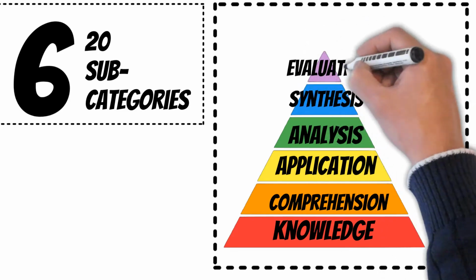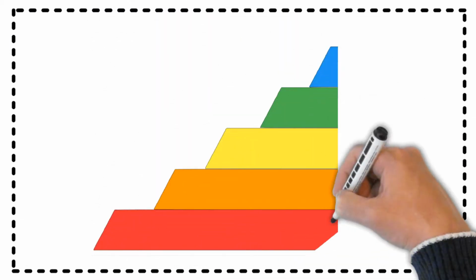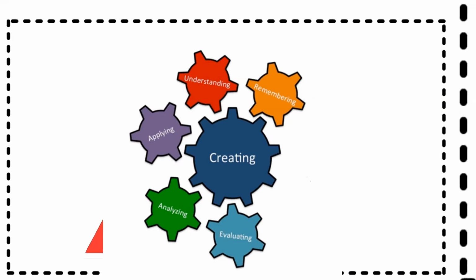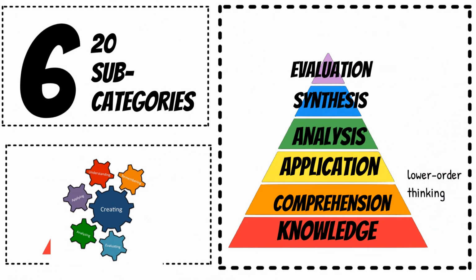The taxonomy levels have been compared to many analogies, such as stairs, showing that one level builds on top of the other, and gears, showing the interdependency of each level. The first 3 levels facilitate lower order thinking, and the top 3 levels foster a higher order cognitive process.